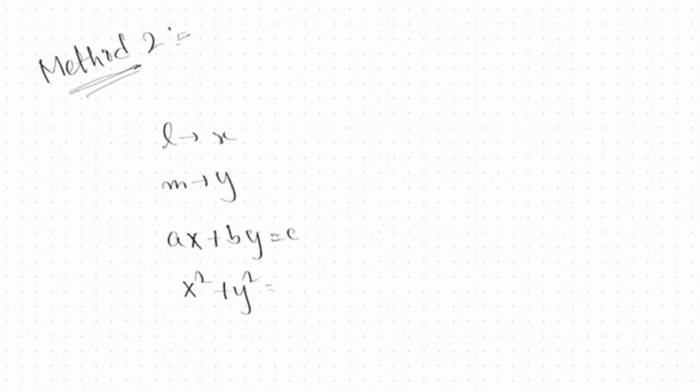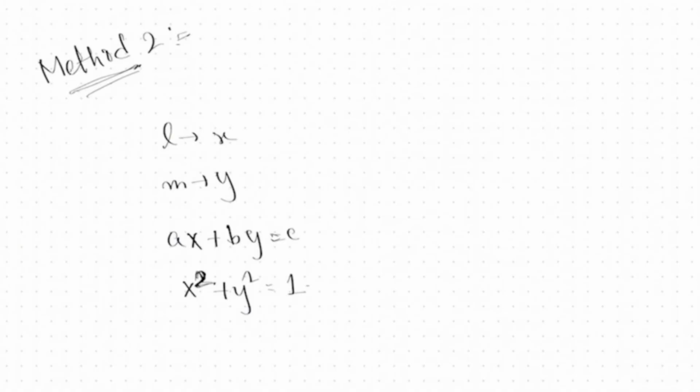So for the second method, what we do is we assume l to be on the x-axis and m to be on the y-axis. This gives ax plus by equals c and x square plus y square equals 1. The first equation is that of a straight line, while the second equation is that of a circle with radius 1.